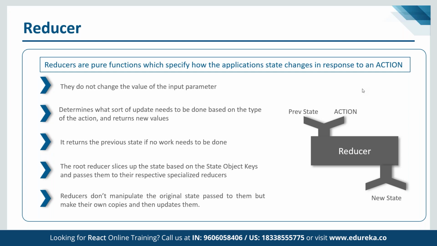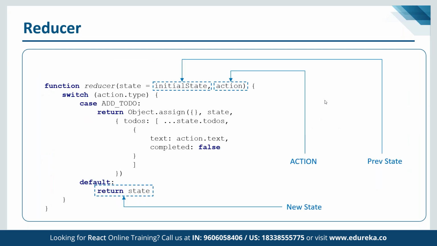So basically, to see how exactly it works, we can take the help of a simple example as well. Let's say here we have defined the entire function reducer state, where we can define the initial state and action. Then here we can use a simple switch action type.